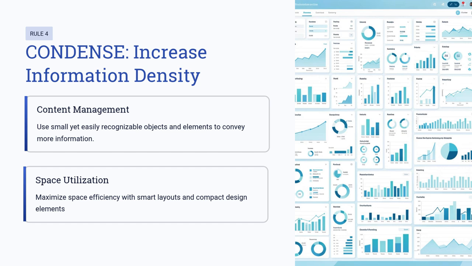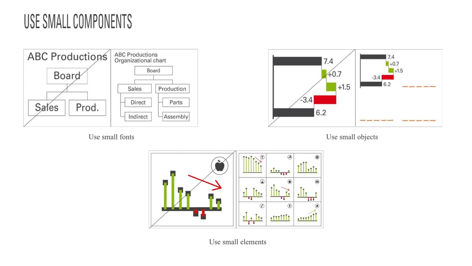4. Condense. Increase information density. The goal here is to use small yet easily recognizable objects to convey more information per page. IBCS asks us to maximize space efficiency through smart layouts and compact design elements. More information per page means fewer pages, faster reading, and less time wasted.